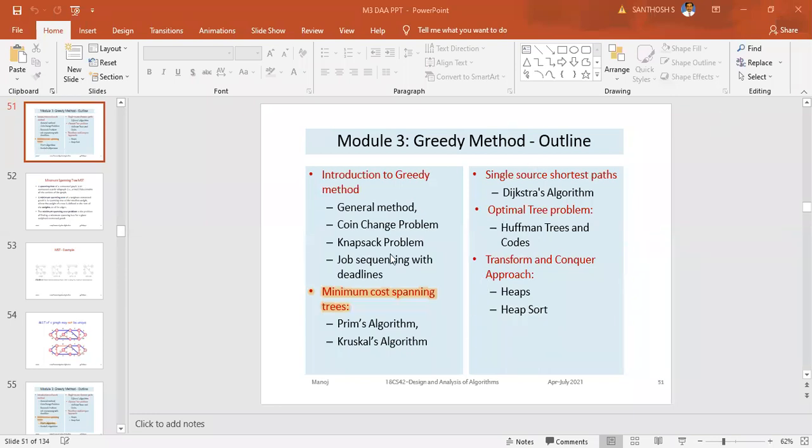So, good afternoon once again. This is the video lecture on design and analysis of algorithms. We are currently discussing Module 3, the greedy method. In that we come to a new and very important concept from the exam point of view, minimum cost spanning tree. These two algorithms are very important concepts from the exam point of view.